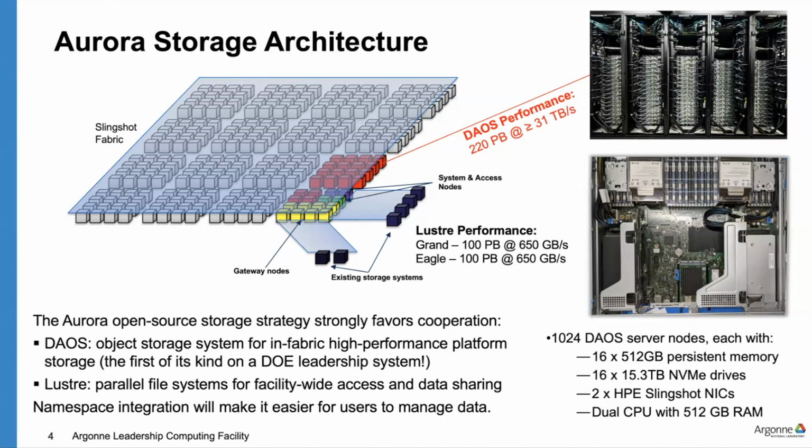So on Aurora, that's Slingshot, which is the same as Polaris. You can see these red boxes here represent the DAOS storage system. And so the first thing you can see is that it's directly connected within the storage fabric of Aurora. So we're able to leverage the high-speed interconnect to get the most performance.